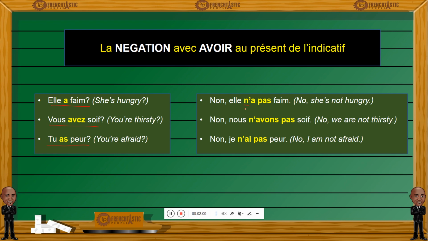Ne pas. So here it is an apostrophe instead of ne, and we've already explained why. It's because avoir starts with a vowel. And because we have a vowel, we need to remove the e and place an apostrophe. So n'avoir, n'a pas, n'avons pas, n'est pas. In this way, it flows better, phonetically at least. So, non, elle n'a pas faim. Non, nous n'avons pas soif. Non, je n'ai pas peur. I'm not afraid. So this is how you will use avoir to form the negation.